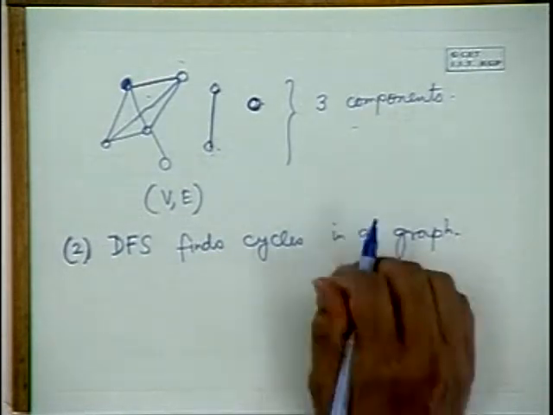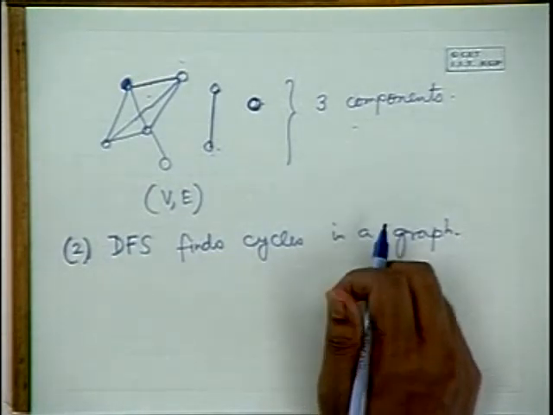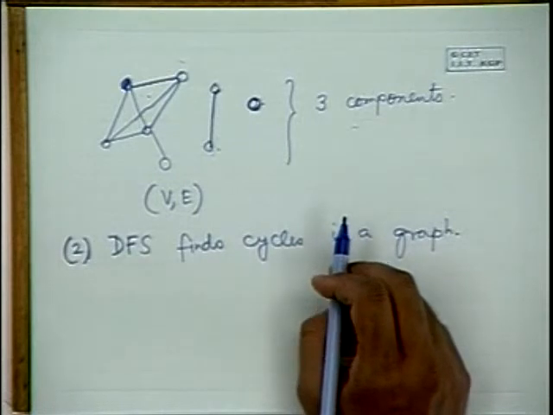So given a graph, whether the graph has a cycle or not can be detected again using DFS. This is also a very important structural property. If a graph is connected and does not have a cycle, then what is it actually? It must be a tree. A graph which is connected and does not have a cycle is a tree. That's the definition of a tree actually.